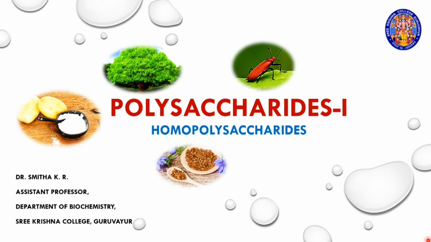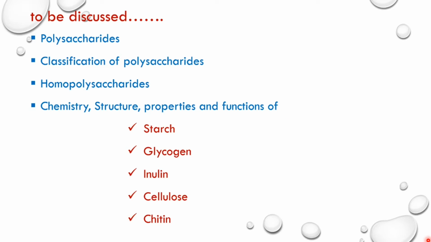Hello everyone. Welcome to another important class on carbohydrates: polysaccharides. The following topics have to be discussed in this class. What are polysaccharides? What are the different classifications of polysaccharides? What are homopolysaccharides? And the chemistry, structure, properties and functions of different homopolysaccharides such as starch, glycogen, inulin, cellulose and chitin.